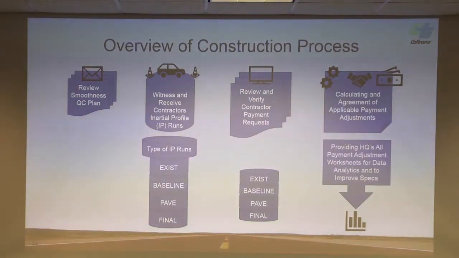So an overview of the construction project. We'll be getting into this slide in a lot of depth, but this just kind of shows it's a change for you guys. So smoothness quality control plans will be submitted. We've got Caltrans witnessing and receiving the contractor's inertial profiler runs, and these are the runs. These are asphalt runs: existing, baseline, pave, and final. Pete will be getting into that.